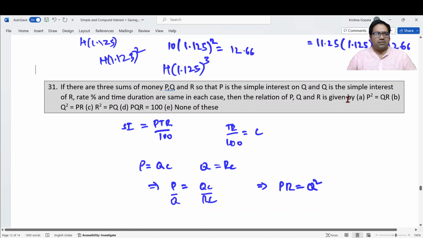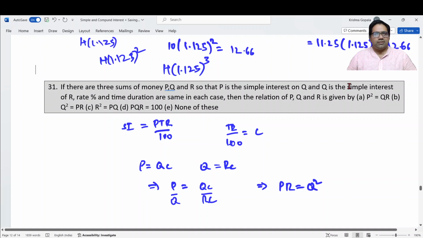Okay, so in this case, time and R are common. So TR by 100 is common. Let's call it some constant, C. What is it saying? P is simple interest on Q. That means Q into TR by 100 equal to P. Right, Q into the constant.